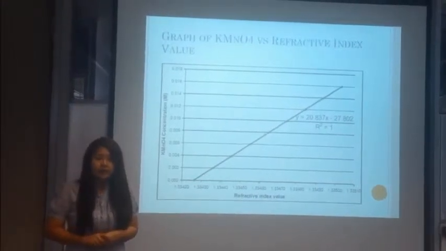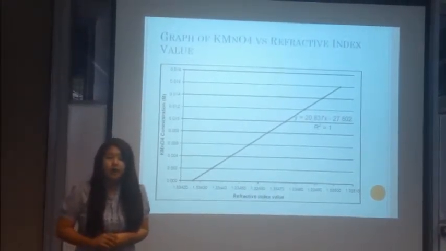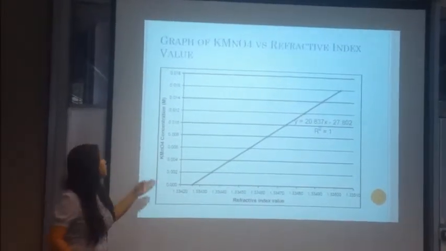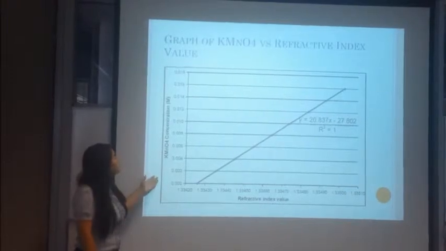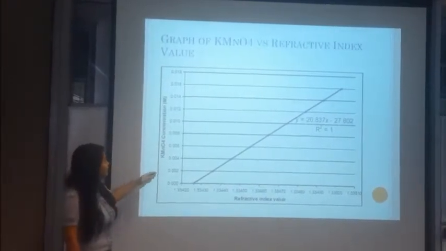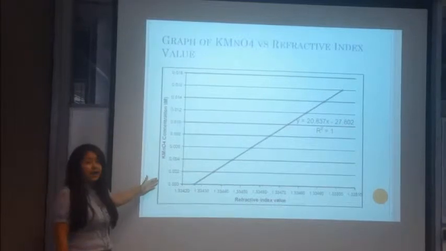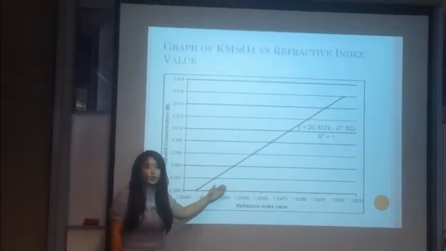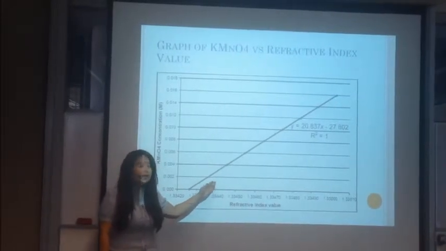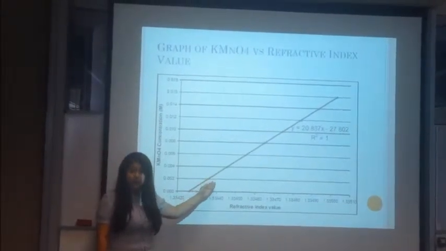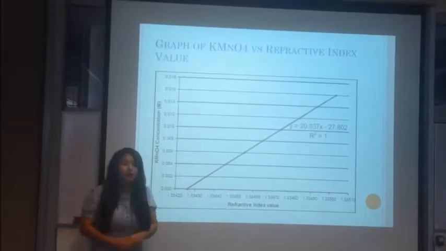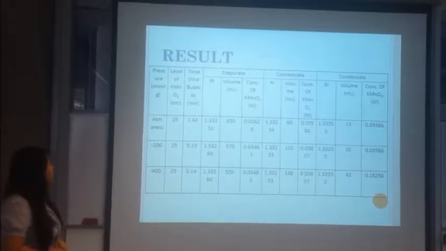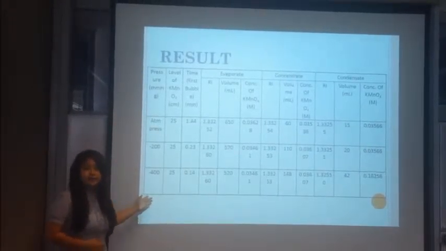Why do we need to record the refractive index? It is because the refractive index is related to the concentration, as shown in this graph. For potassium permanganate, the refractive index is plotted like this and will obtain a linear equation where y equals 20.837x minus 27.802. With this, the result that we obtain in this experiment is as shown in this table.